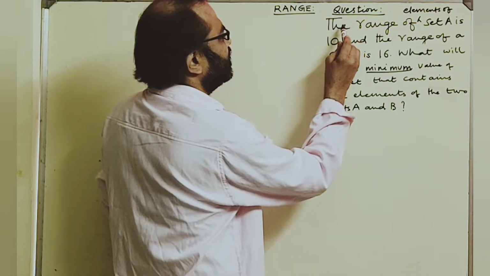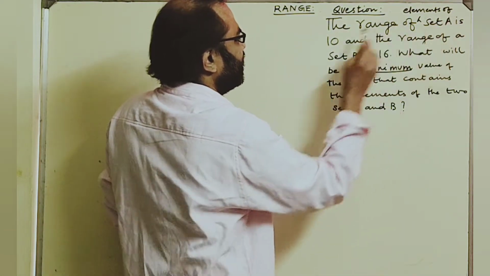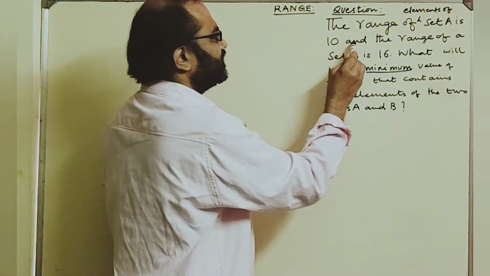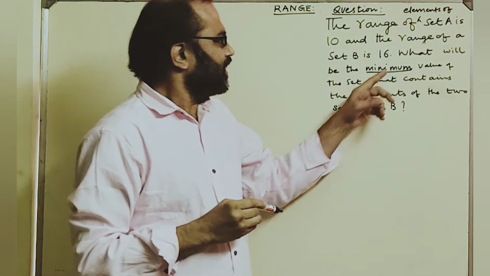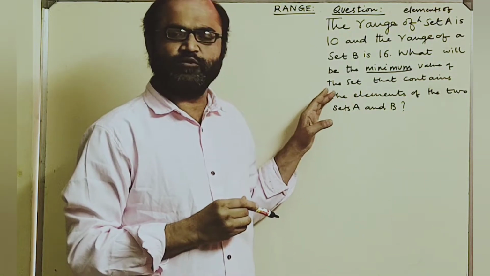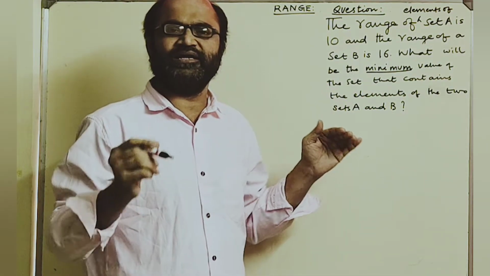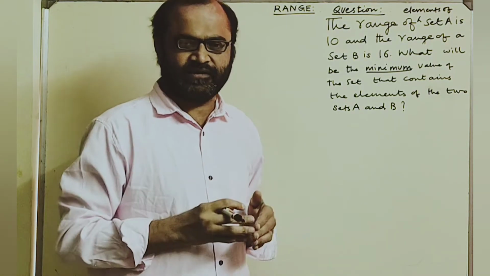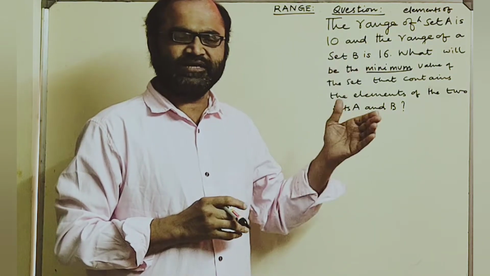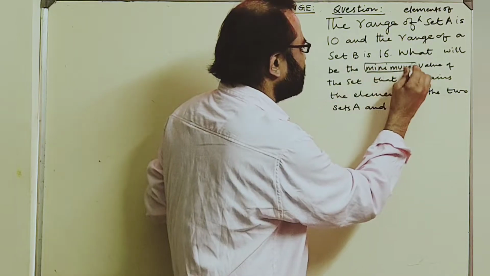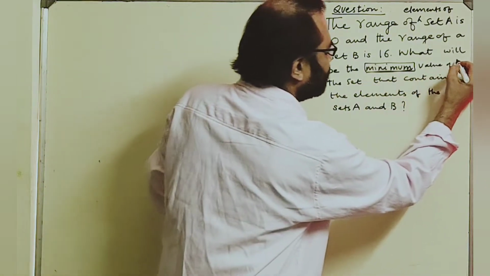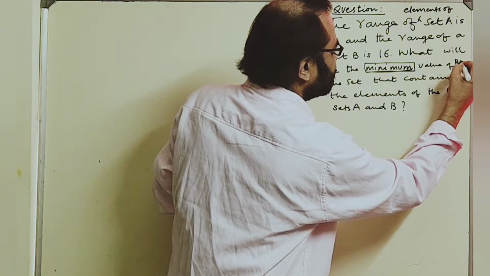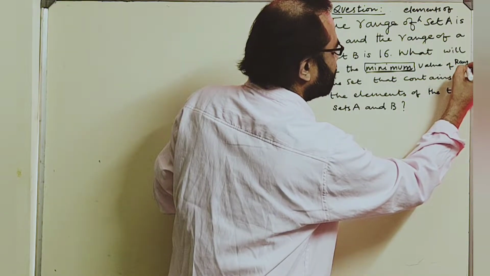The question is, the range of a set A is 10 and the range of another set B is 16. If the elements of the two sets A and B are written together in another set, of that other set, what will be the minimum value of the range? What will be the minimum value of range? I am writing here what's not written.